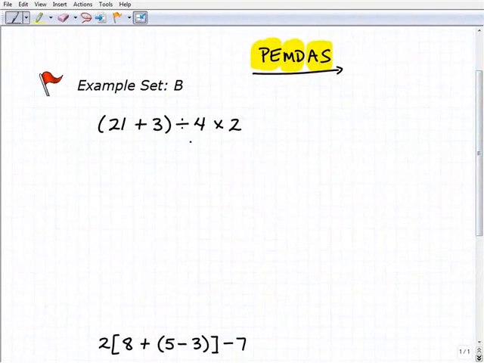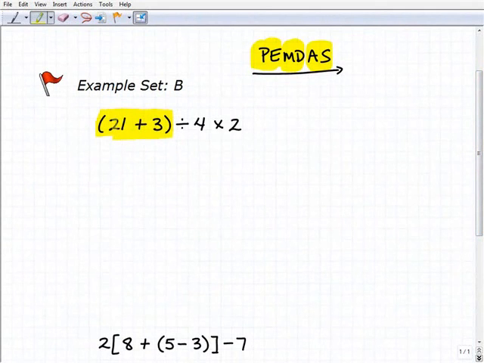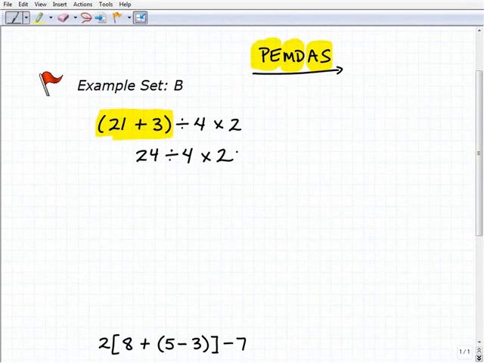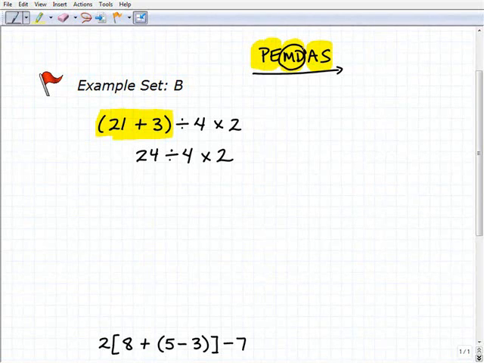And so I look at my first problem. I'm looking for parentheses or grouping symbols, and of course, I have them right here. So I have to do what's inside of the parentheses first. So I have 21 plus 3, of course, that's going to be 24 divided by 4 times 2. Okay, so I'm done there. So now I look for any powers. I don't see any powers. So now I'm here at multiplication and division.